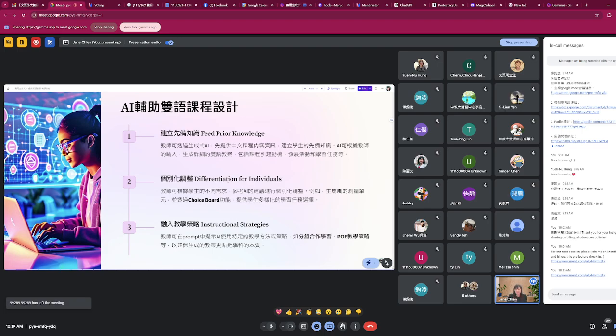Secondly, what I like about AI is that it helps us differentiate for individuals. The choice board function is pretty nice. It helps us generate a lot of ideas.